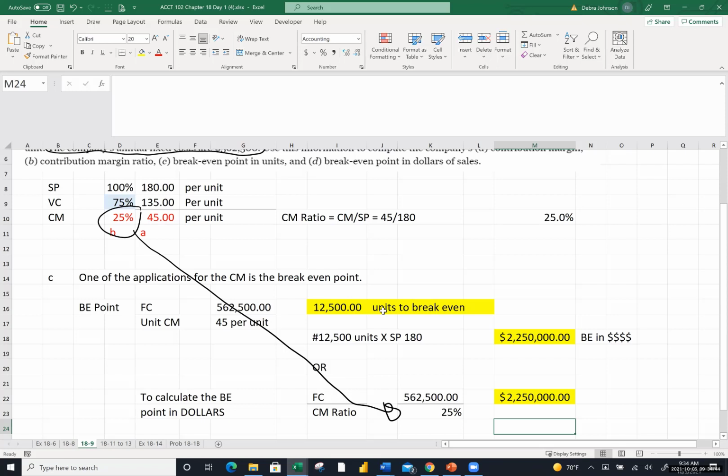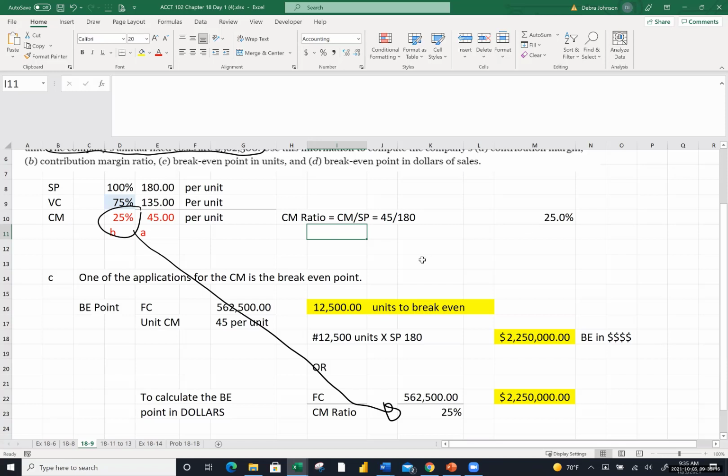Can you go back at the 25, the CM ratio? Yep. How did I get that? Like, what is it that you're dividing it by? Okay, so here is the formula, and we'll walk through it. We're taking the $45 contribution margin per unit, and we divided by the sales price. So 45 divided by 180 gave me that 25%.